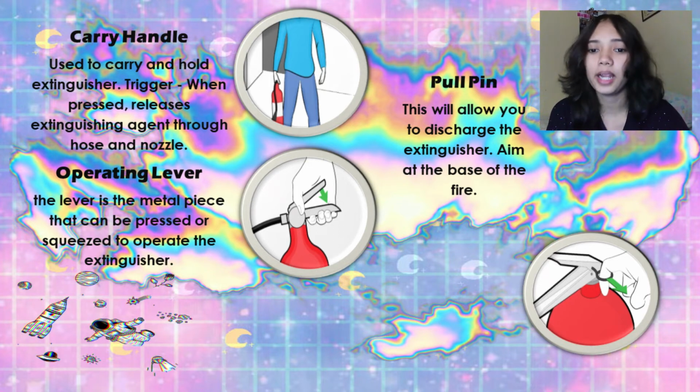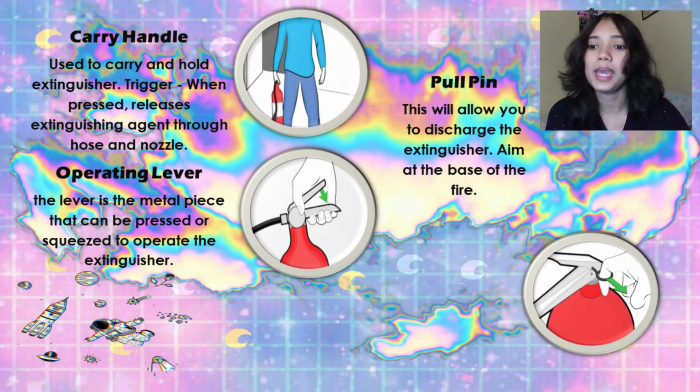Next is the operating lever. The lever is a metal piece that can be pressed or squeezed to operate the extinguisher. The operating lever cannot be operated if the pin has not been pulled. So it is a metal item used to squeeze and press the fire extinguisher.